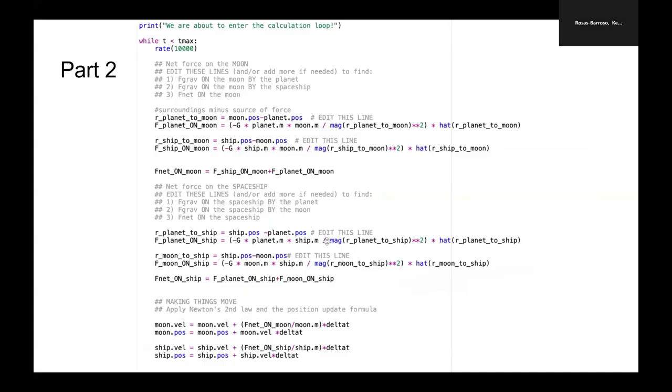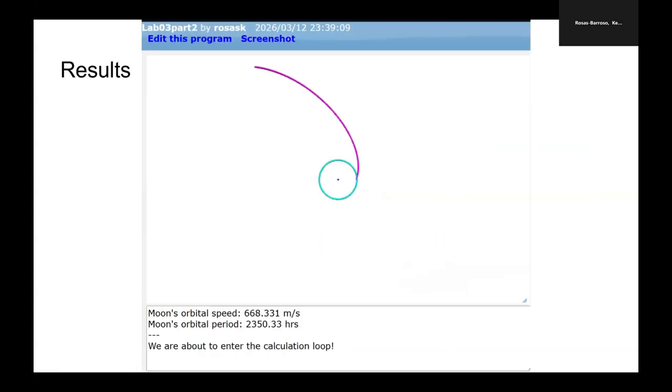And in terms of my results, this image shows the path of the spaceship. Through trial and error, an initial velocity of about <0, 1350, 0> produced a trajectory that allowed the spaceship to pass through the system without crashing.